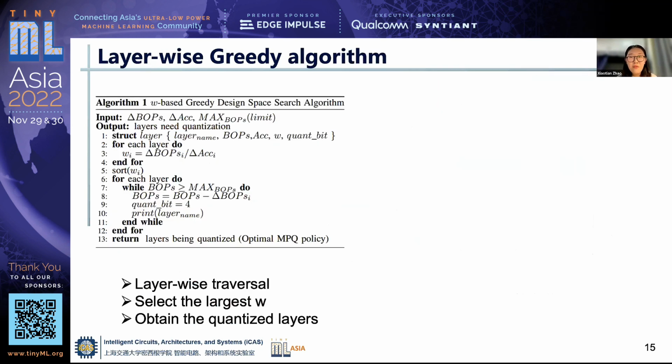But if we want to make a fine-grained quantization combination selection, how can we do that? To solve this problem, we propose a greedy algorithm. In this algorithm, we perform layer-wise traversal and keep selecting the layer with the largest W in the current situation and put it into the quantization queue until we meet the hardware requirement. Finally, we obtain the number of layers to be quantized under this constraint, like in the figure.